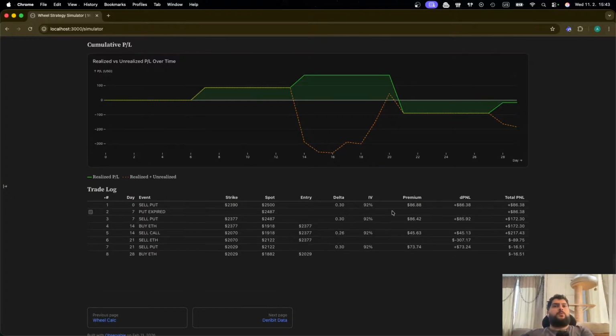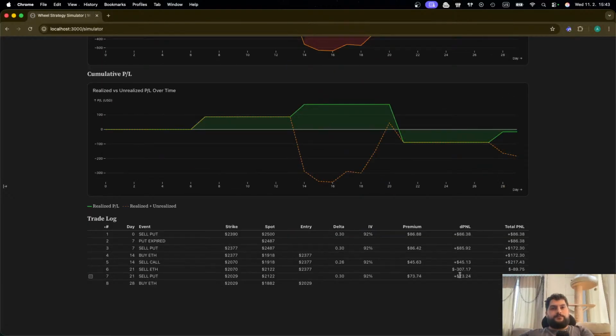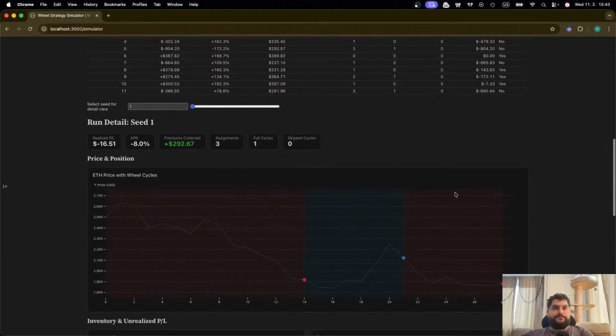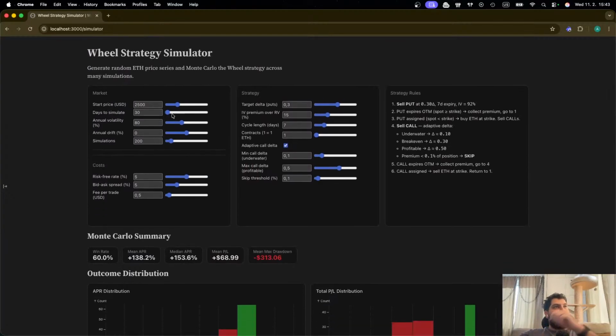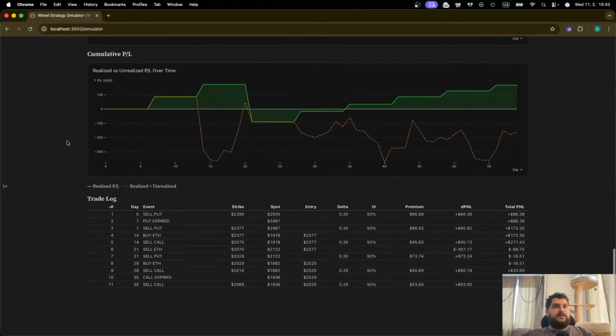So yeah, we were minus 95, 85, 89 here, but then we got $73 in premiums for another put. And that's why we got into minus 16. But then the put was assigned, so we purchased it again. We'll just prolong it to 60 days and see.